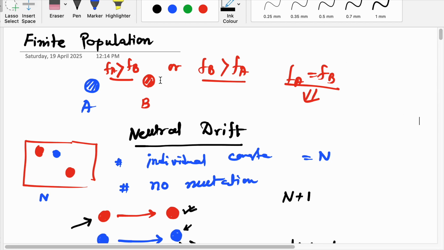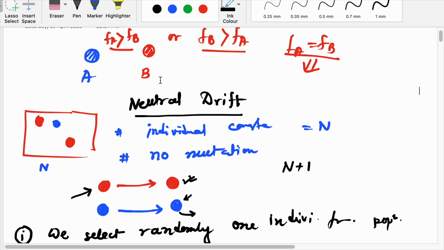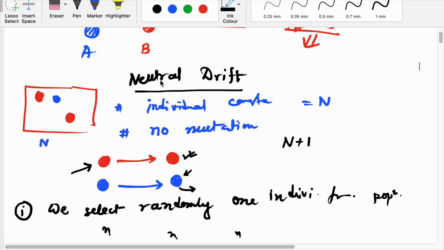Then what should we do? We develop a stochastic version of selection that will do our job. What we did was introduce what is called neutral drift. Neutral drift means that if there is no selection, the question is whether or not one type of behavior will fixate in the population at the end of the day. This is the concept of neutral drift.